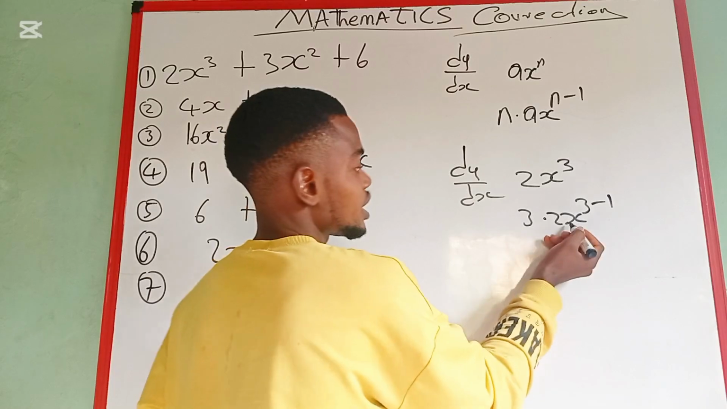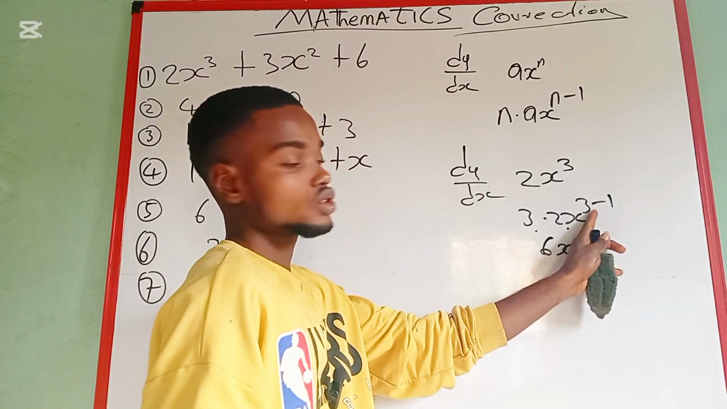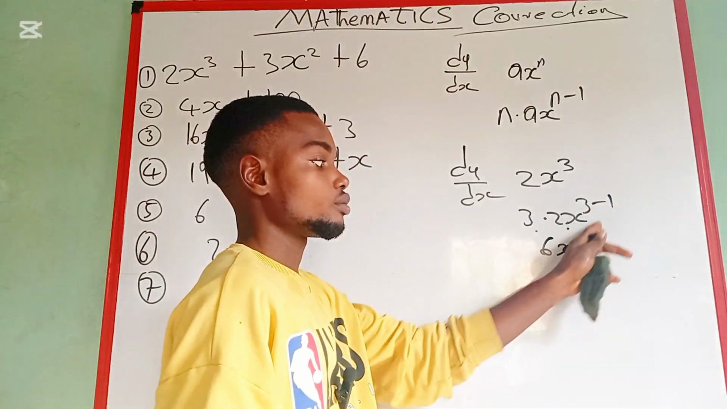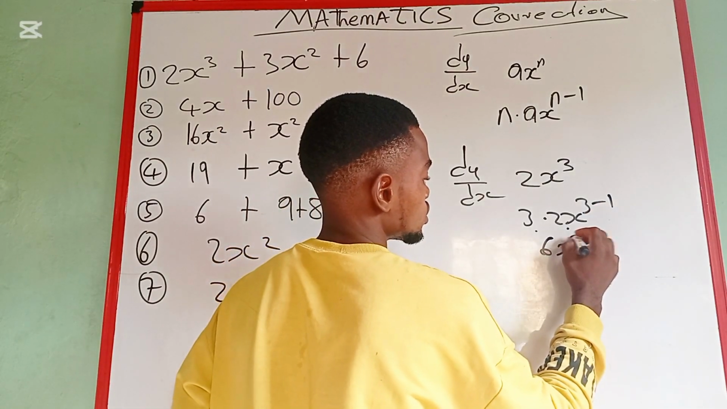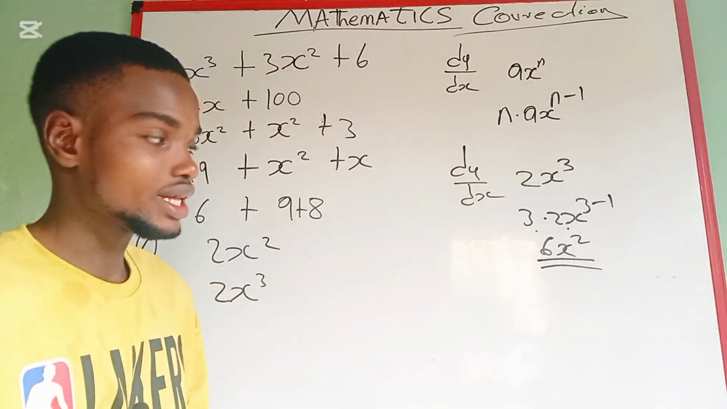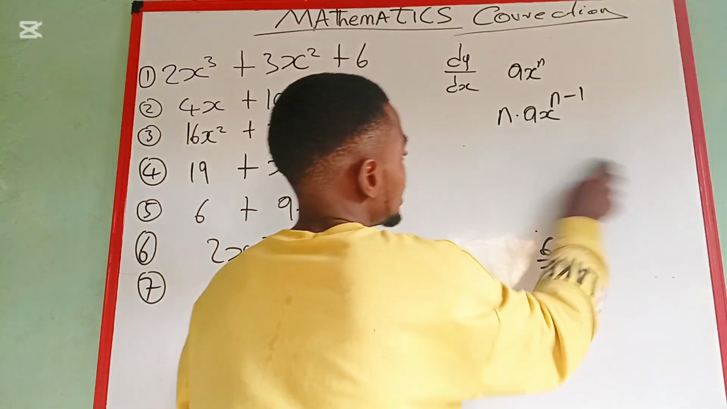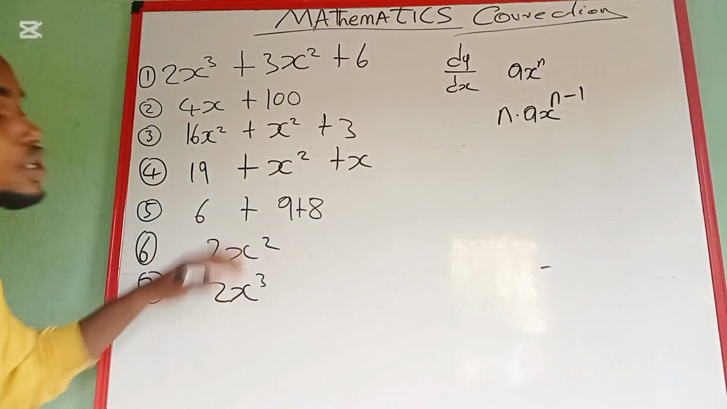Now, once I use 3 and multiply by 2s, I'm going to have 6s. And if I subtract 1 from 3, I'm going to have it to be what? 2. Now, this is my what? Final answer. Note that the s is still with it. All right. So having known this, let's go on to solving this expression here.